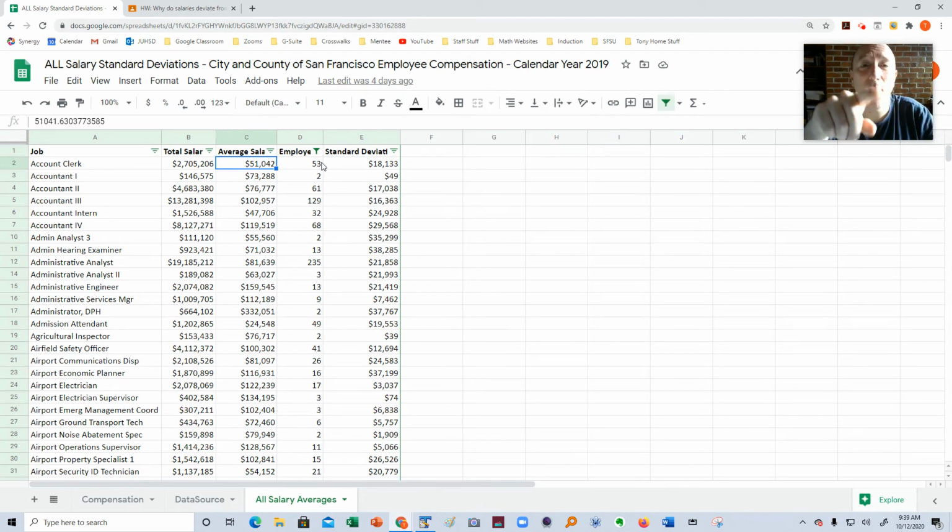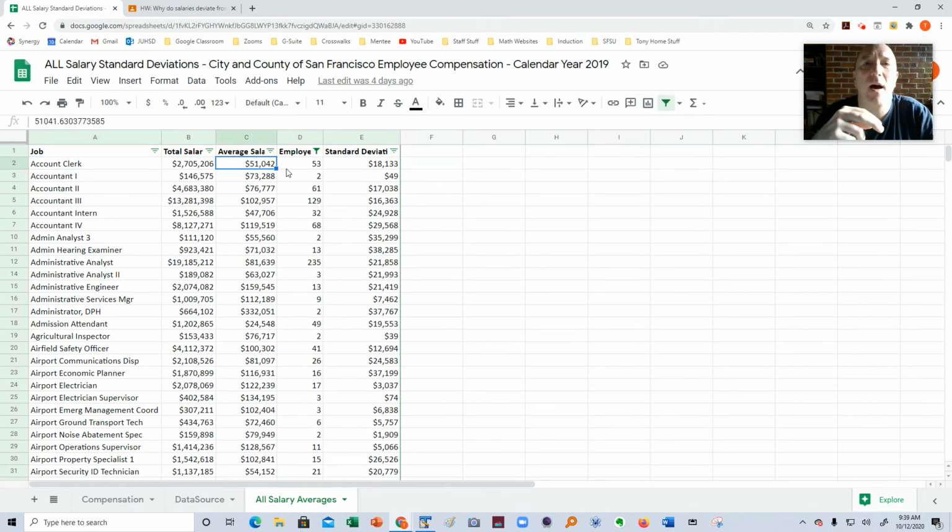After you have located two average salaries that are really close, identify whether or not their standard deviations are significantly different. And I'll rely upon you to identify what significantly different means. But for example, $49 versus $18,133 would look pretty significantly different to me. However, these average salaries are significantly different here. So, for example, don't use account clerk and accountant one as your two jobs that have similar averages but different standard deviations. You're going to want some kind of a salary that's very similar to that of an account clerk, another salary which is very similar to $51,000.